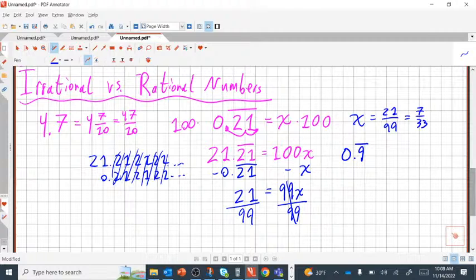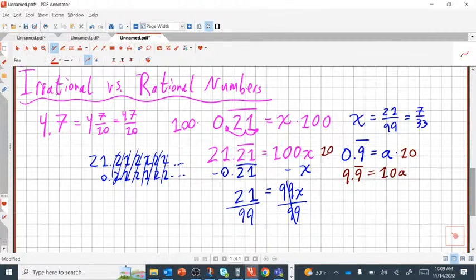0.9 repeating. Well, let's see why. 0.9 repeating is A. How would your teacher make you say that if that weren't there? 0 and 9/10. So we're going to multiply both sides by 10. What's this? 9.9 repeating equals 10A.